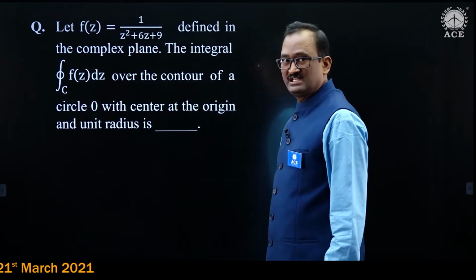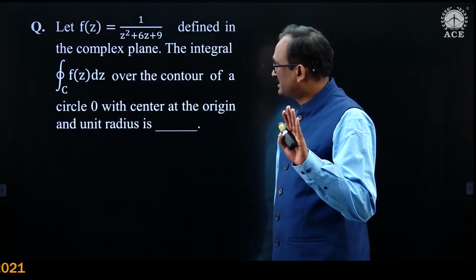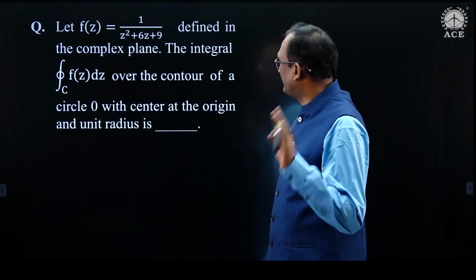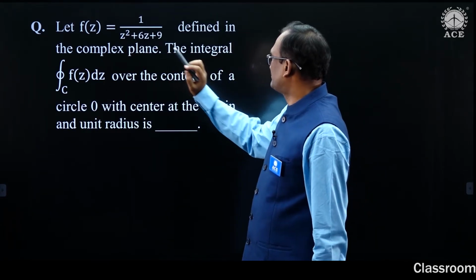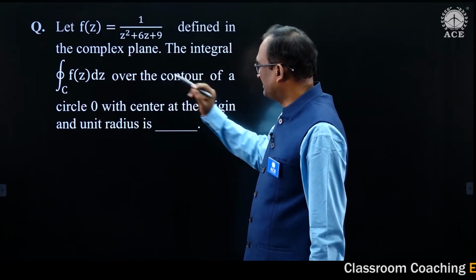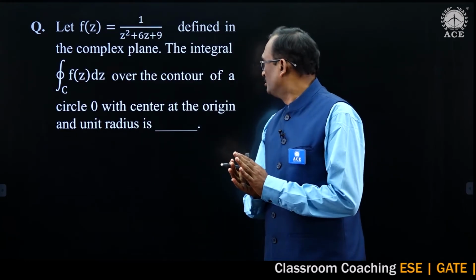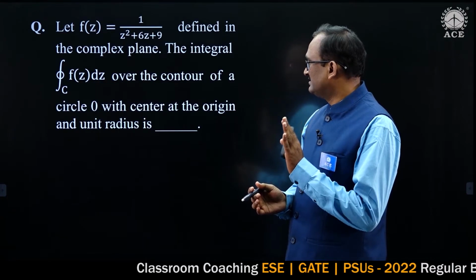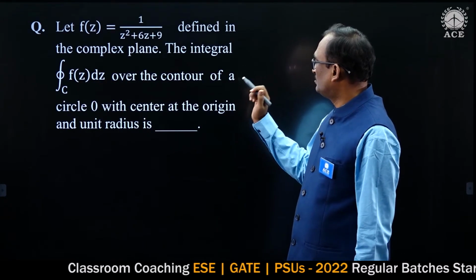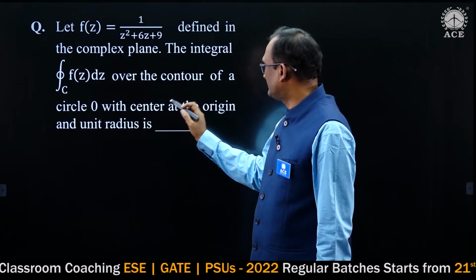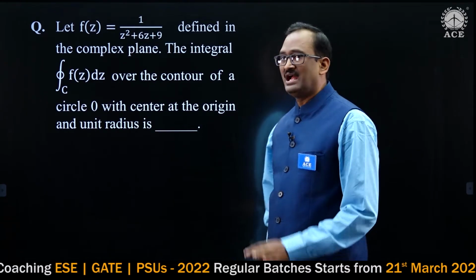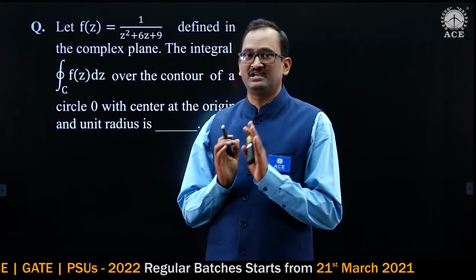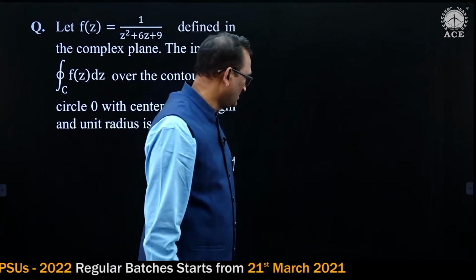Let f of z is equal to 1 by z square plus 6z plus 9 defined in the complex plane. The value of the line integral over the contour of a circle with center at the origin and unit radius, means radius is 1. Okay, we'll see now.